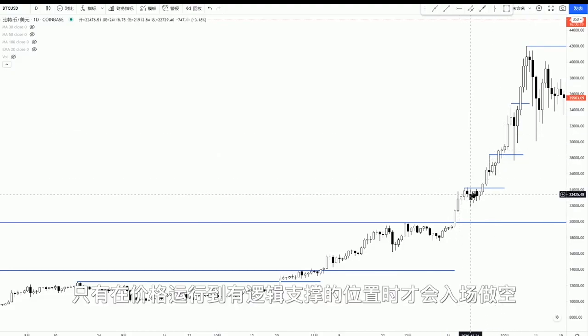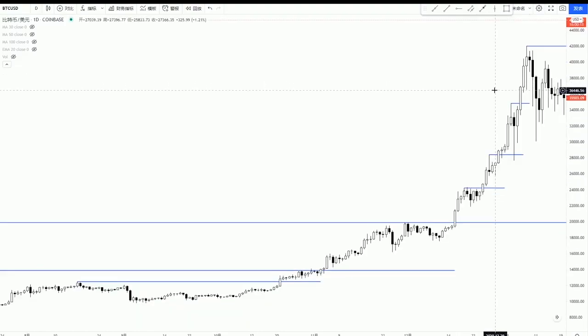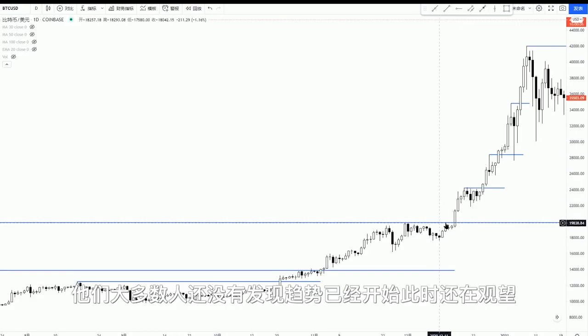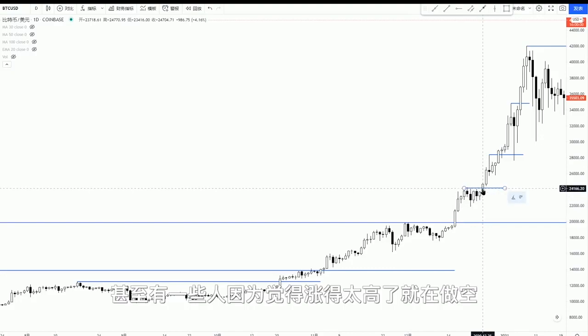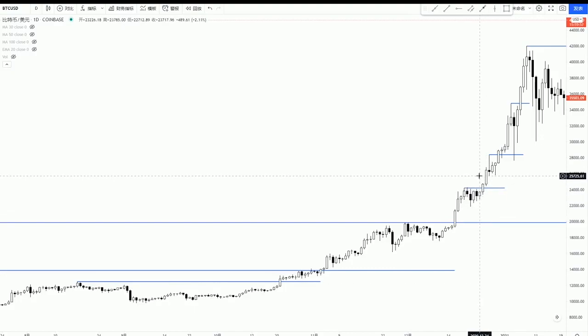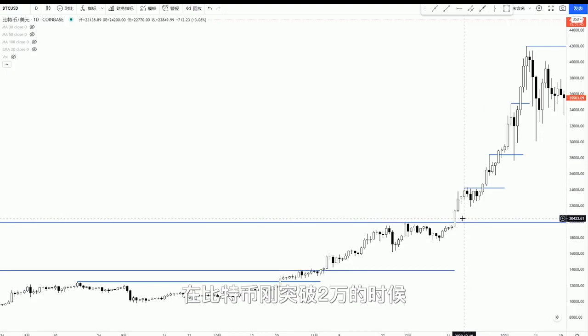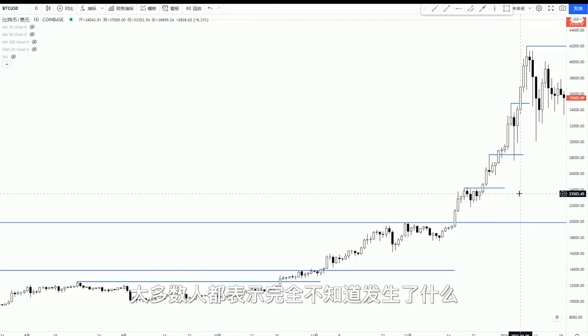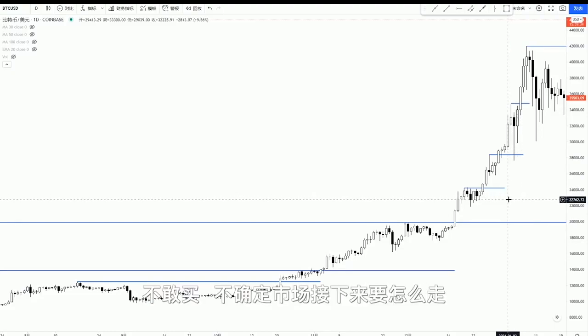For weak traders, what we call small retail investors, most of them haven't seen the trend yet. They're still on the sidelines, and some of them are even shorting because they think it's gone too high. We can recall that when Bitcoin first broke 20,000 during this rally, in the market community, most people said they had no idea what was going on, were afraid to buy, unsure of where the market was going next. There are even a few people who got more and more bearish, and in this period of rapid movement, their accounts were blown up.